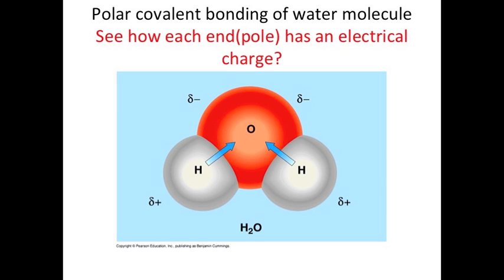Oxygen is more electronegative than hydrogen. This means it has a greater pull on the electrons. Since the electrons are closer to the oxygen, the oxygen becomes more negative and the hydrogens become more positive. This forms a polar molecule. Water has a negative end and a positive end.